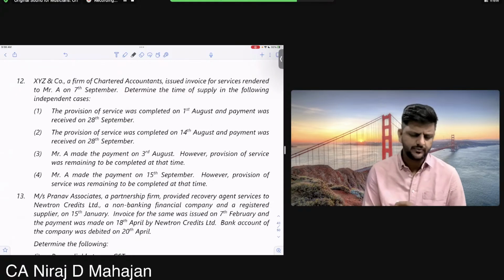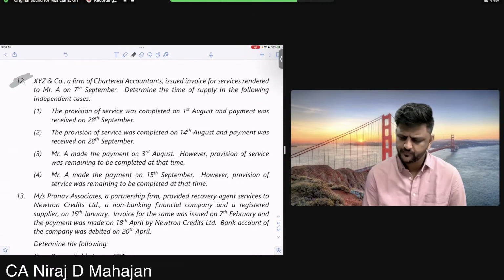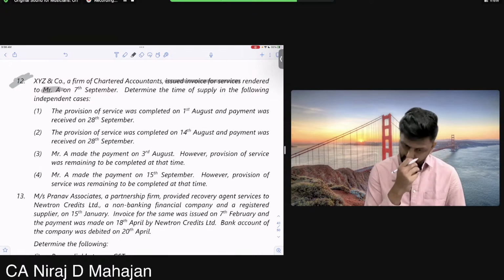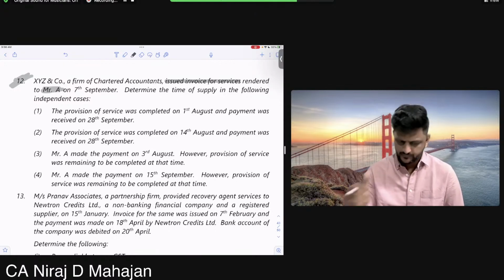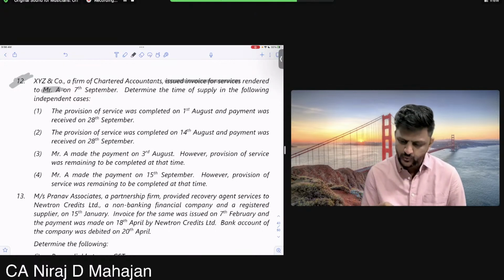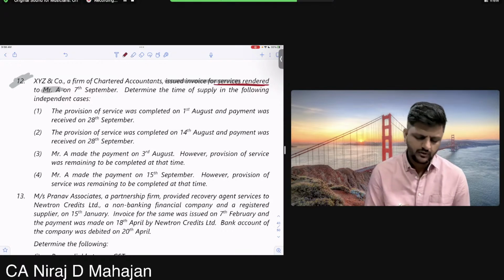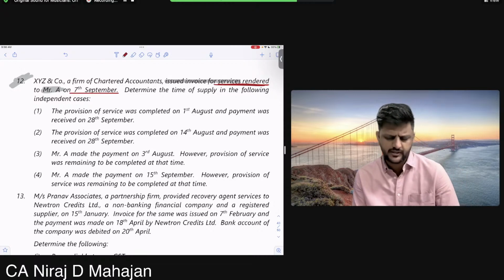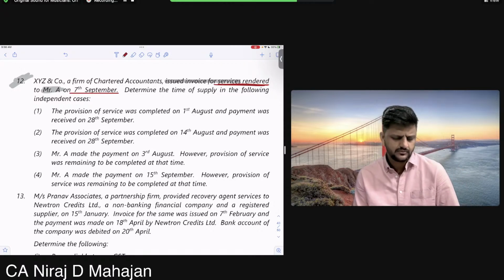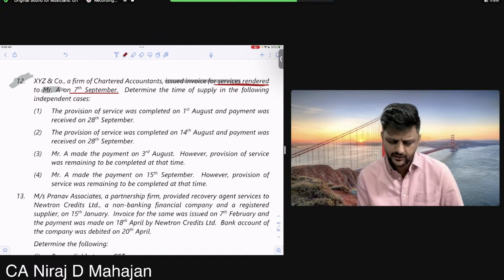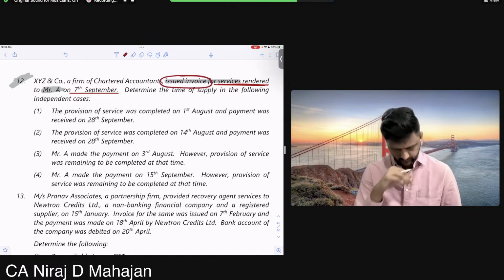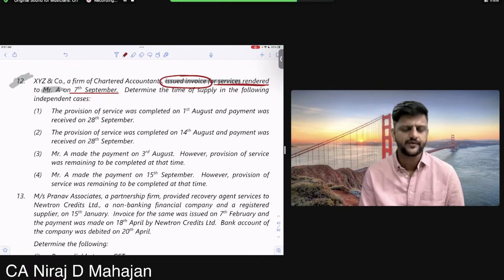XYZ and company, question number 12. A firm of chartered accountants issued invoice for services rendered to Mr. A on 7th September. This is a forward charge. Determine the time of supply in the following independent cases. What is the date? Issued invoice. Invoice issue date is 7th September.